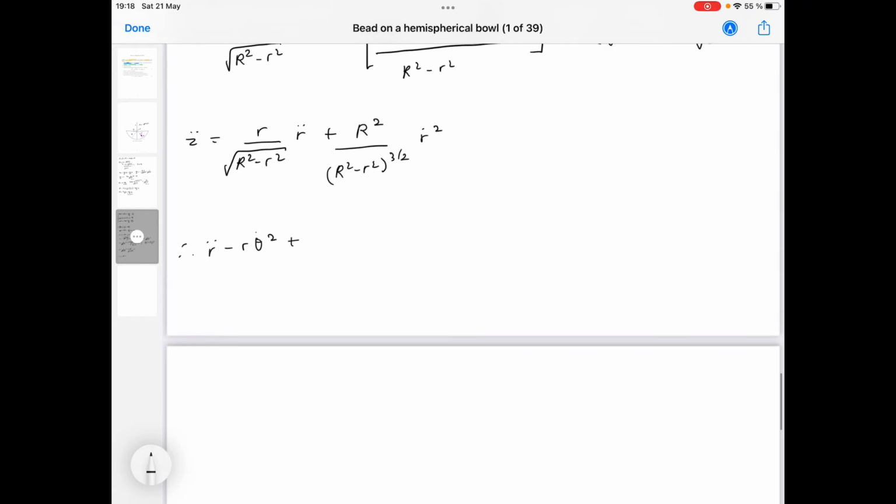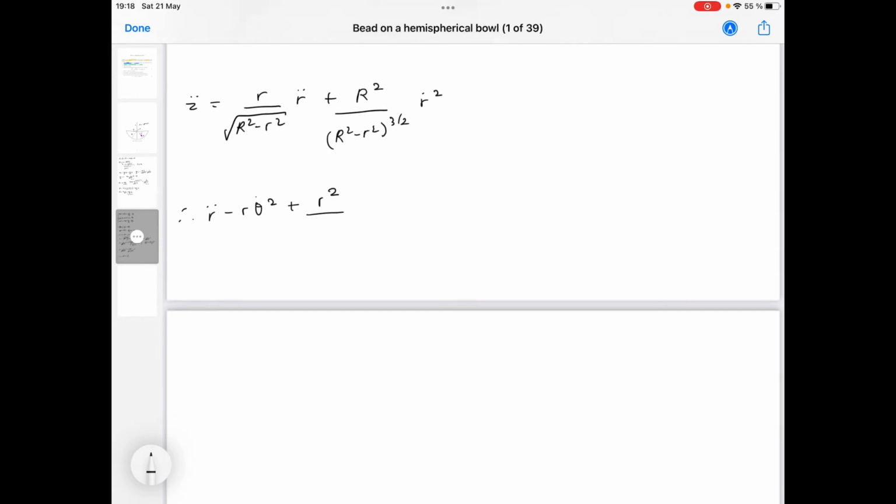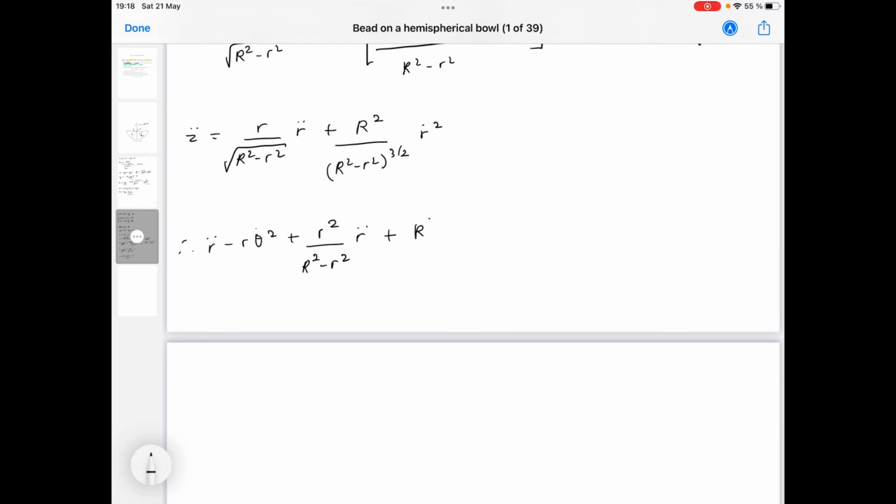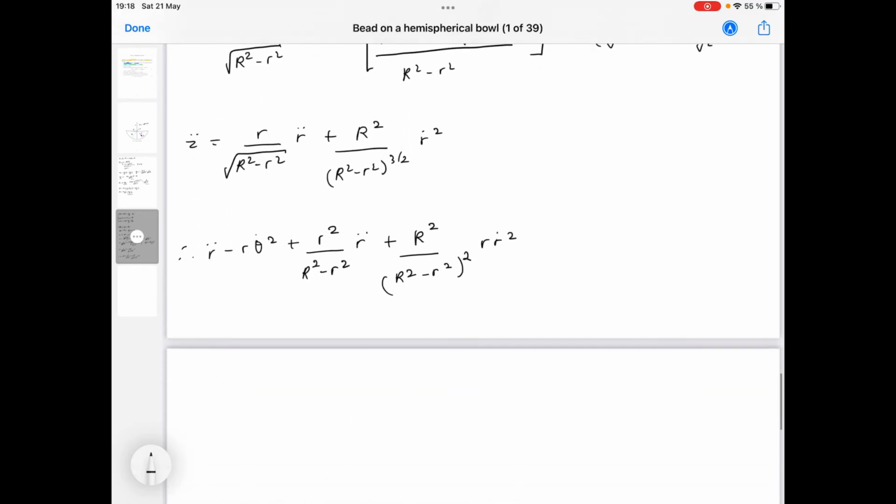So we'll have plus r squared over R squared minus r squared times r double dot, and then we have a plus r squared over R squared minus r squared, whole squared, times r dot squared, and that will just be equal to gr over R squared minus r squared, so minus gr, right, because z is minus the square root.